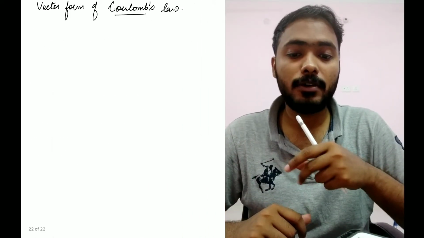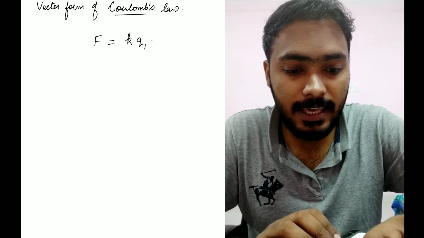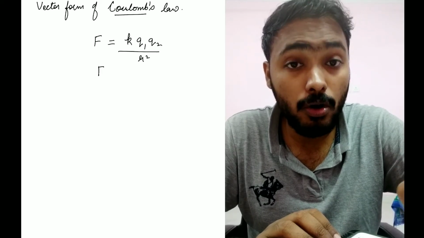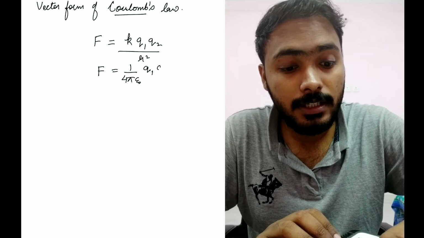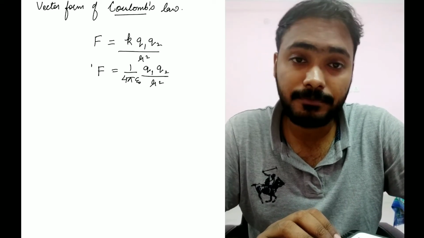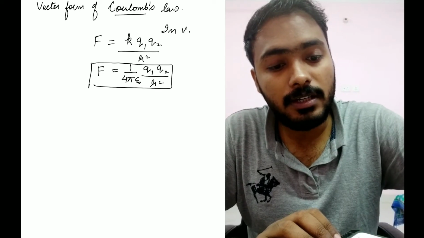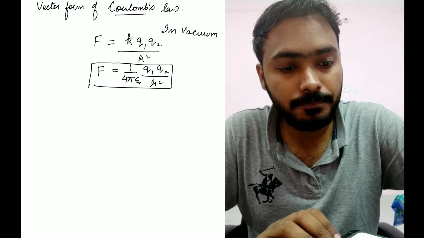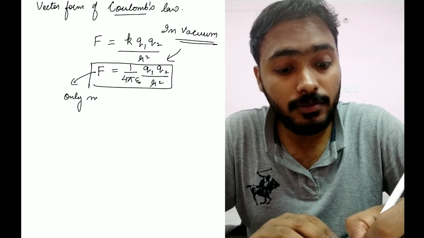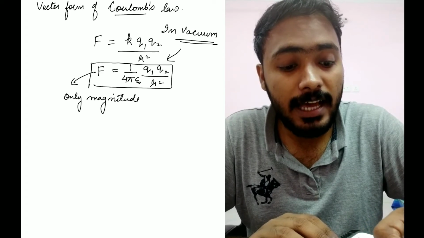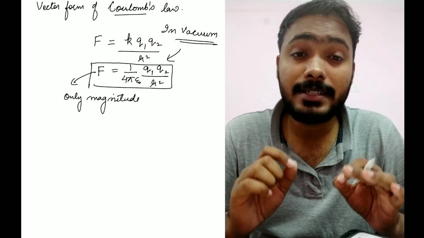So now, a very important thing, the vector form of Coulomb's law. Before I go into this topic, we have to understand that force is a vector quantity, and just now we have discussed that F is written as k Q1 Q2 upon r square, or I can write my force as 1 upon 4 pi epsilon naught Q1 Q2 upon r square when I am talking about vacuum, right? So in vacuum I can write this, yes or no. Now remember, this is only magnitude, and we all know that force is a vector quantity, so it must have a direction.